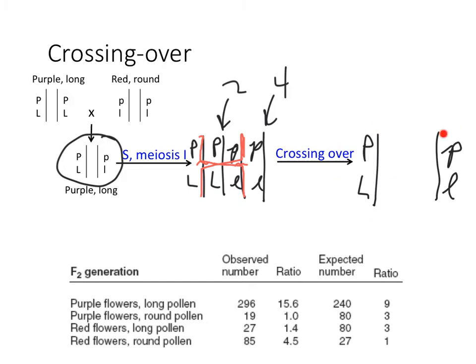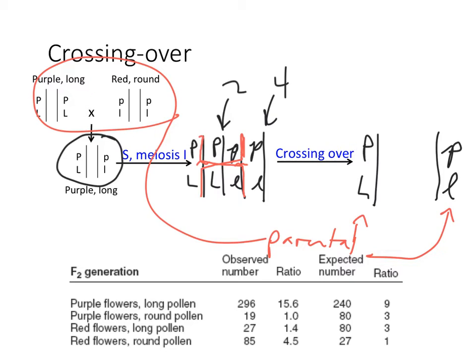A big P with a big L, a little p with a little l. And you compare to the parents. These are parental type haplotypes, the combinations we see up here in the parents. Big P's with big L's, little p's with little l's. What did we make by crossing over? We made a big P with a little l and a little p with a big L. Recombinant types.